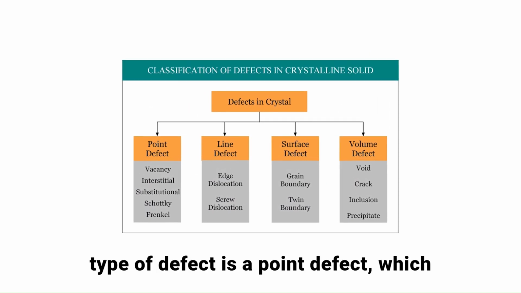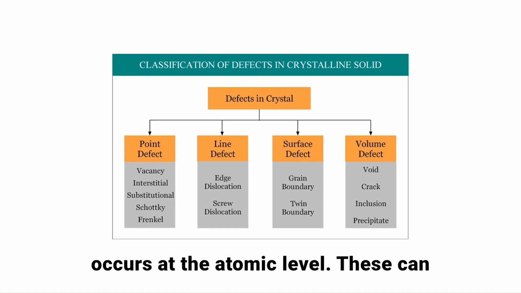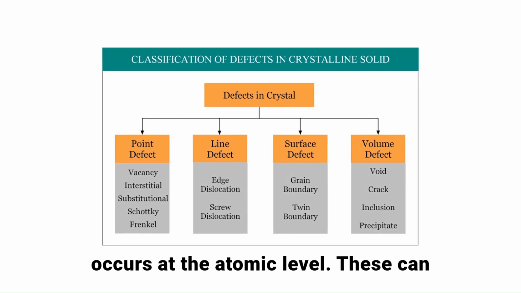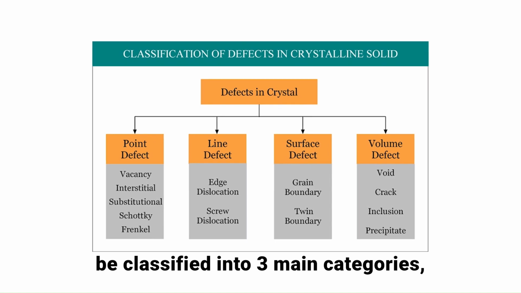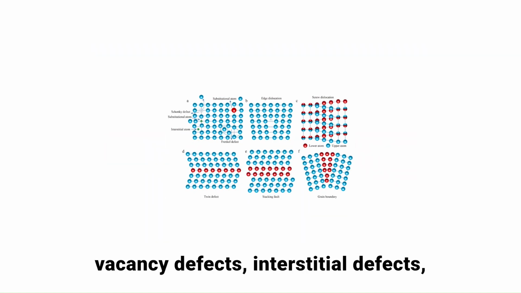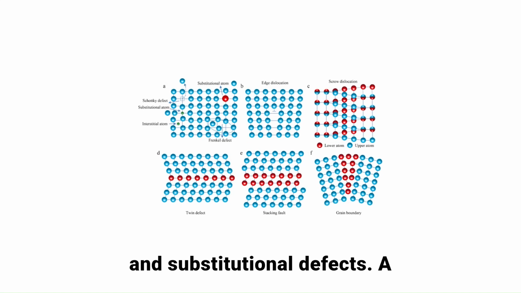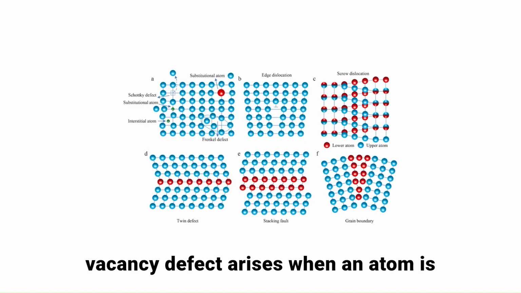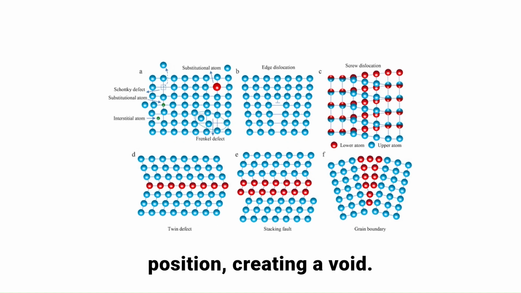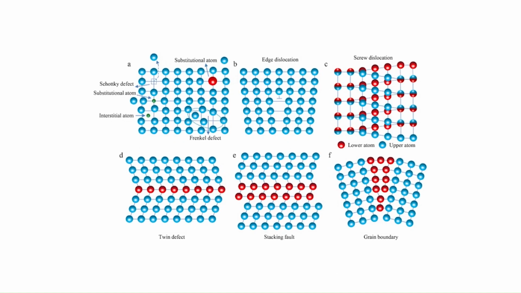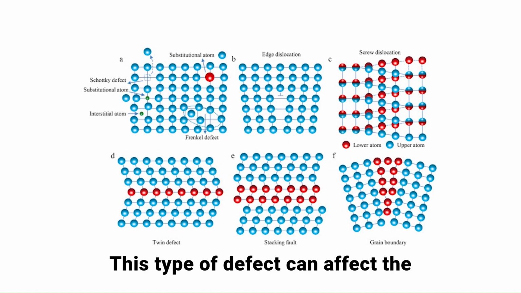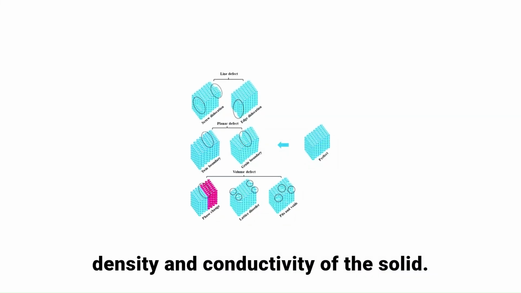One common type of defect is a point defect, which occurs at the atomic level. These can be classified into three main categories: vacancy defects, interstitial defects, and substitutional defects. A vacancy defect arises when an atom is missing from its expected lattice position, creating a void. This type of defect can affect the density and conductivity of the solid.